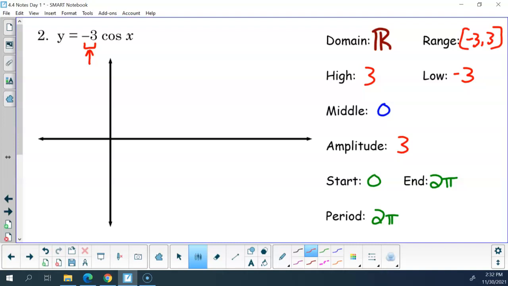Because the amplitude is negative, normally, if the amplitude was positive, cosine would start up top. Middle, low, middle, end up top. But because my amplitude is negative, where am I going to start? Bottom, and then work my way up and back down. So we're going to start down here. Up, down. Fill in my values.